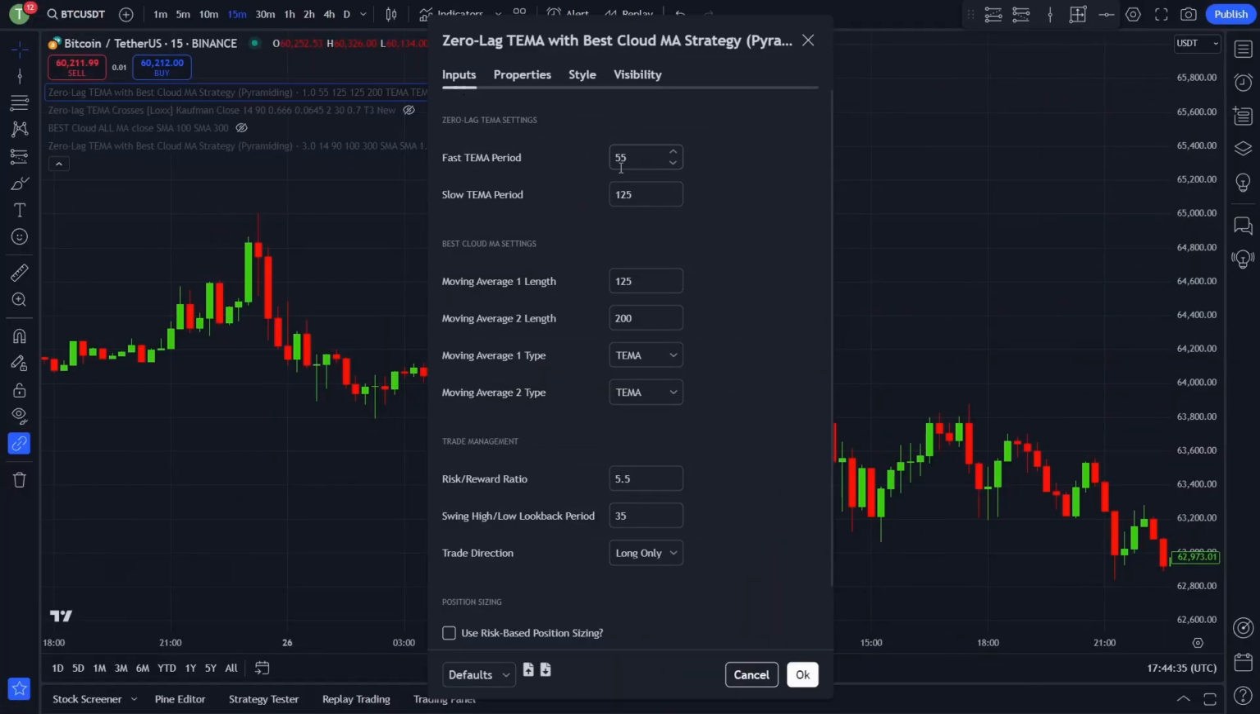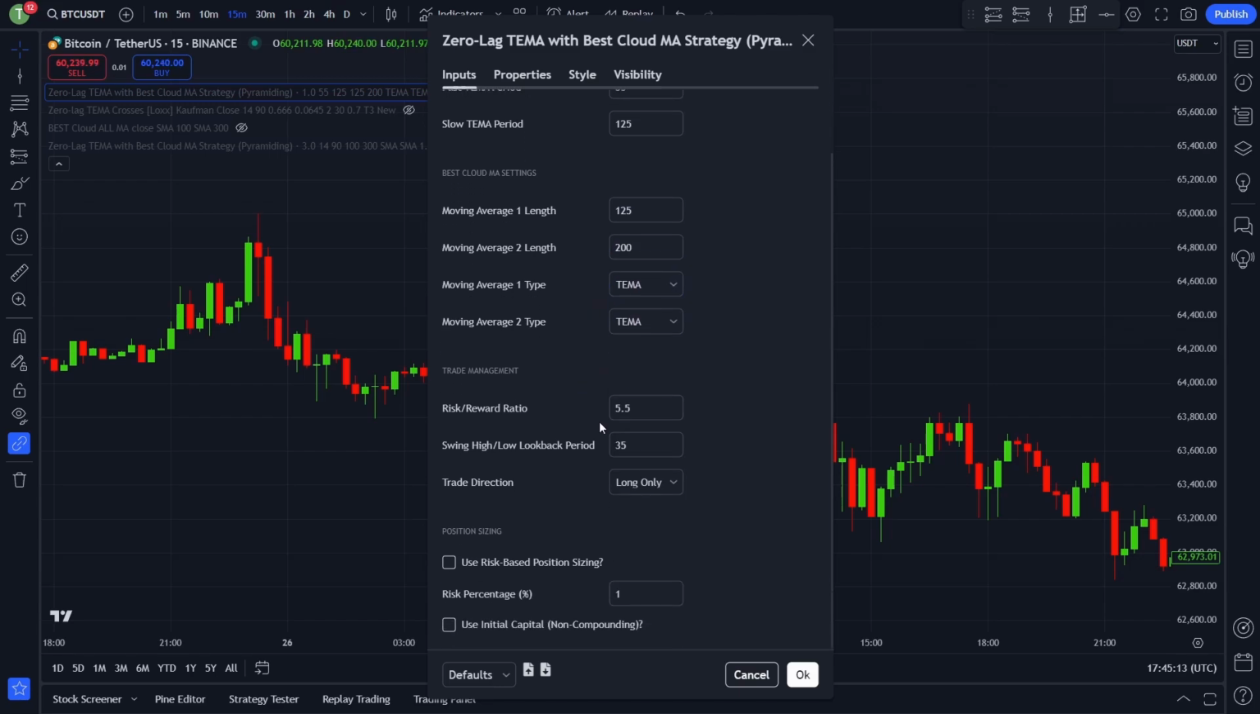Okay, for my optimization, we'll need to change the zero lag settings. The fast TEMA should be set at 55, the slow TEMA should be set at 125. For the best cloud MA settings, we should use a 125 length for the fast moving average and a 200 length for the slow moving average. And I also changed the moving average type to triple EMA. For stop loss and take profit, I found that checking the last 35 candles for the swing low swing high stop loss works the best, and using a relatively high 1 to 5.5 risk to reward ratio take profit level is the way to go.